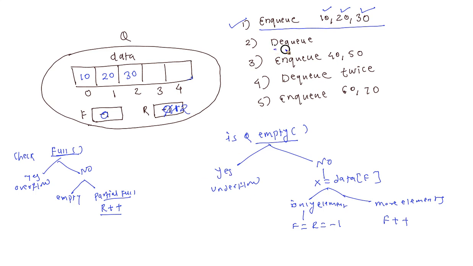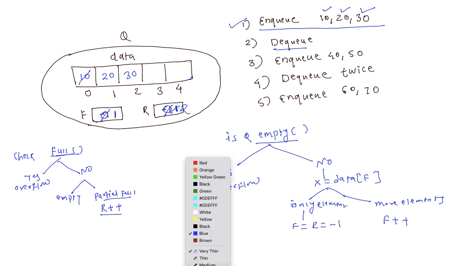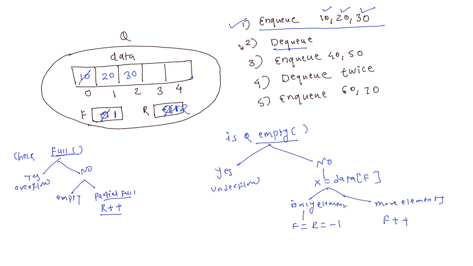So for DQ, follow this path. Is the queue empty? No, F is not -1, the queue is not empty. So remove the element; get that 10 out of the queue. And then ask, was it the only element? How will I check that? Simply check F and R. F was 0, R is 2. That means they are not equal, so the queue contains more than one element. That means we follow this path. We'll increment F by 1. F was 0, it will become 1. And then the DQ operation is done.